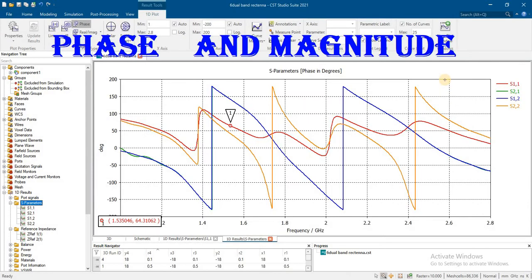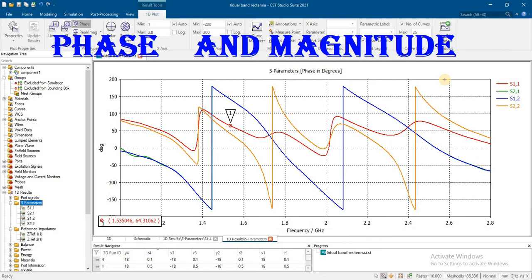Let's see how to find the phase and magnitude of a unit cell of metamaterial and how we can adjust the phase according to the requirement, from minus 180 to 180, or minus 360 to plus 360, or minus 180 to plus 180, and we will see how we can shift it according to the required frequency.